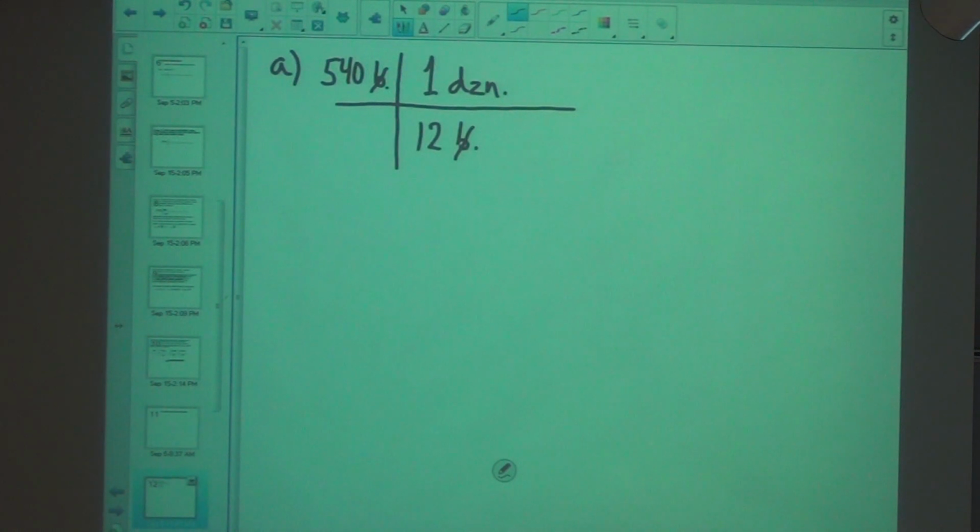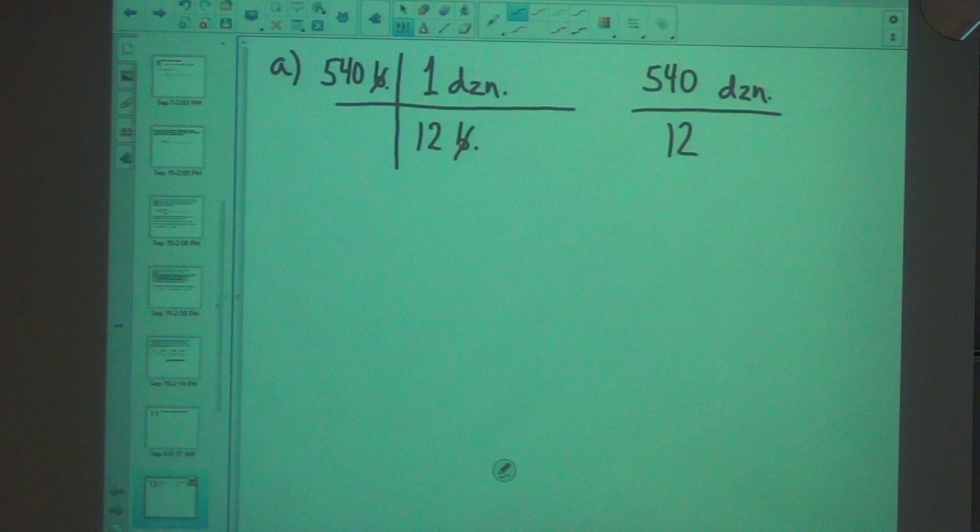So now, my numbers on the top are 540 and 1. And what do we do on the top? Do we multiply or divide? Multiply. So we have 540. My only unit that's left is dozen. And on the bottom, the only number I have is 12. What do I do with the 12? Do I multiply or divide by it? Divide. Do that math, and what do we get? What do you got? 45. 45 dozen.